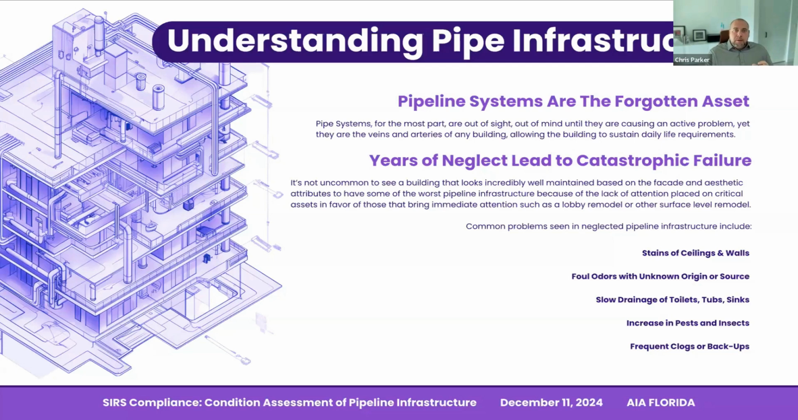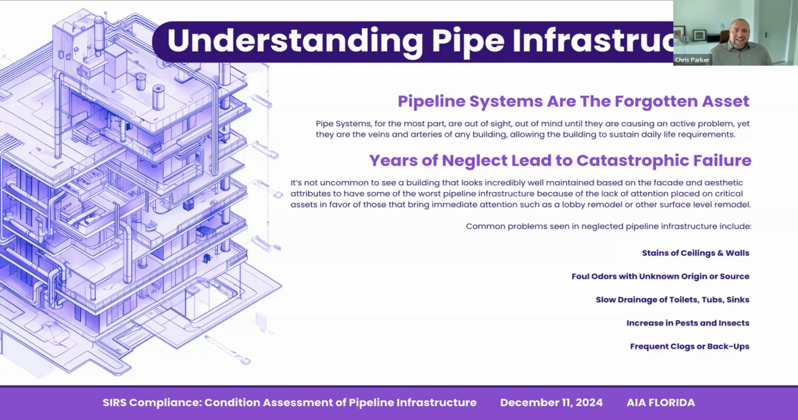With that being said, some of the most common problems that are seen in neglected pipeline infrastructure: you're going to see a prevalence of more pests, an increase in pests. There's going to be slow drainage on toilets, sinks, tubs. A lot of times you'll notice staining on ceiling tiles, staining on the wall, and then a presence of a foul odor with really no known origin.